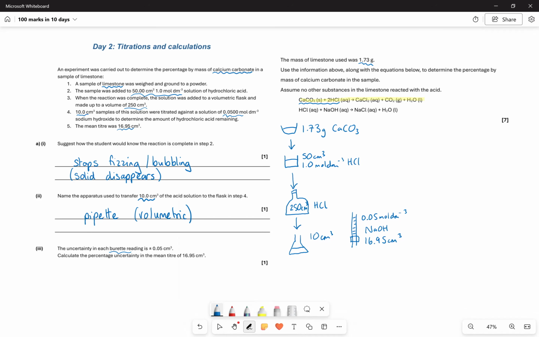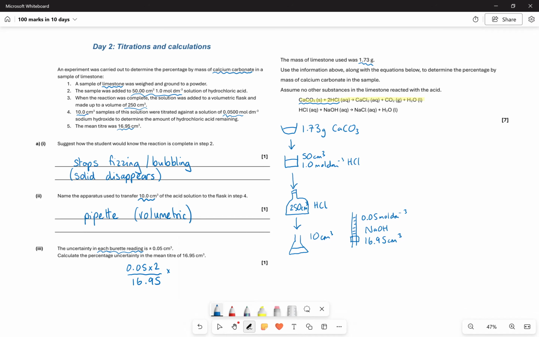Another reason you probably wouldn't get a mark for burette in this question is it mentions it below. So plus or minus 0.05. Each burette reading is a clue. We're leaving that there to tell you that we use the burette twice, right? We always have to read an initial and a final reading. So there are 2 lots of that uncertainty. Other things that we often read twice are balances, so when we're weighing something out, and also thermometers if we're doing a change in temperature.